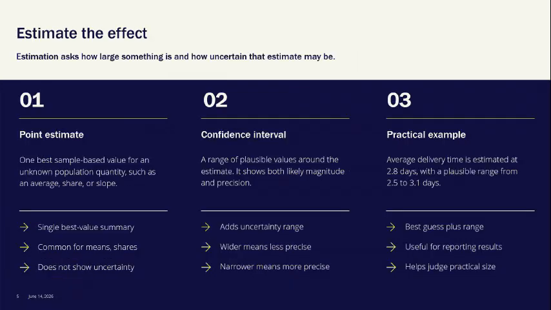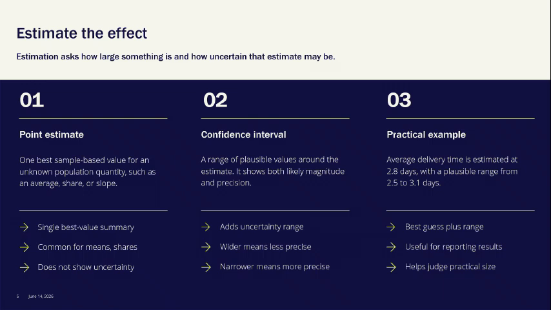One of the most common goals in inferential statistics is estimation. Estimation seeks to answer the question, how large is the effect, and how confident are we in that estimate? The simplest form is a point estimate. A point estimate provides a single best guess of a population parameter. For example, a sample may estimate the average customer satisfaction score as 4.2 out of 5. However, point estimates alone do not communicate uncertainty.